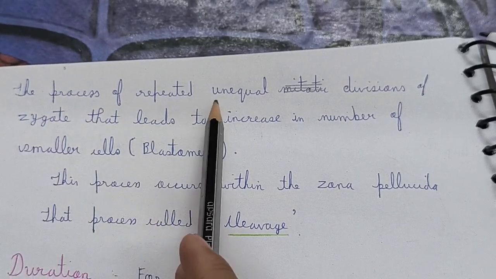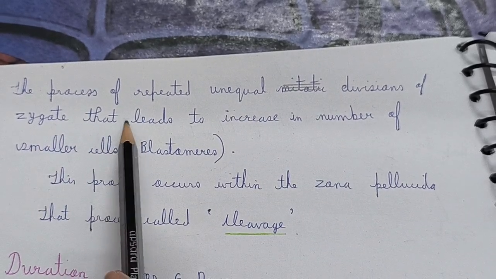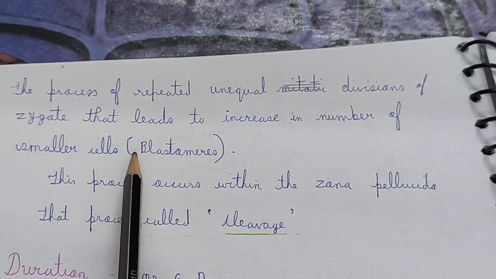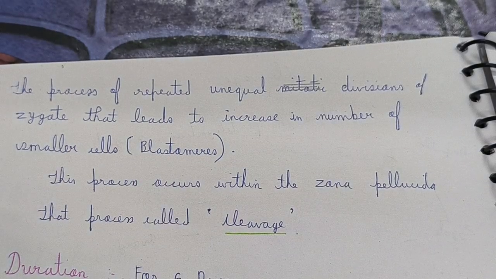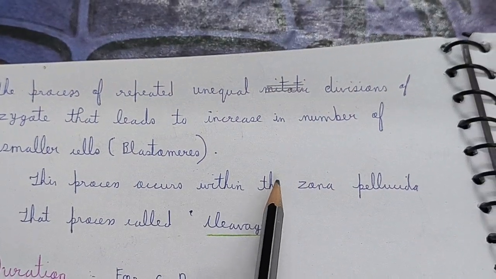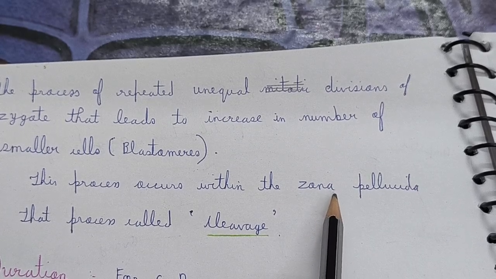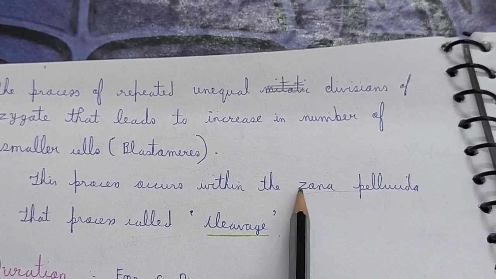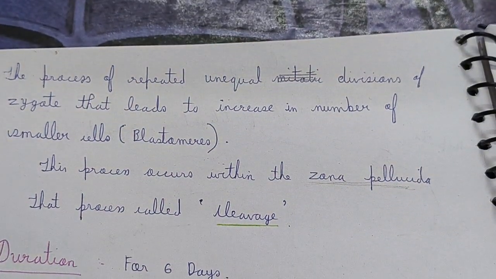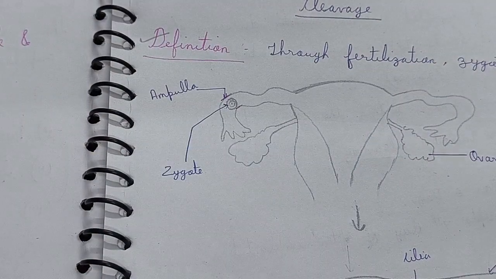The process of repeated unequal divisions of the zygote or the fertilized ovum that leads to an increase in the number of smaller cells or blastomeres. As you can see here, the number of cells goes on increasing, and this process occurs within the zona pellucida. But when you study implantation, then you will understand the importance of this zona pellucida. And that process is known as cleavage. So this definition of cleavage is done.